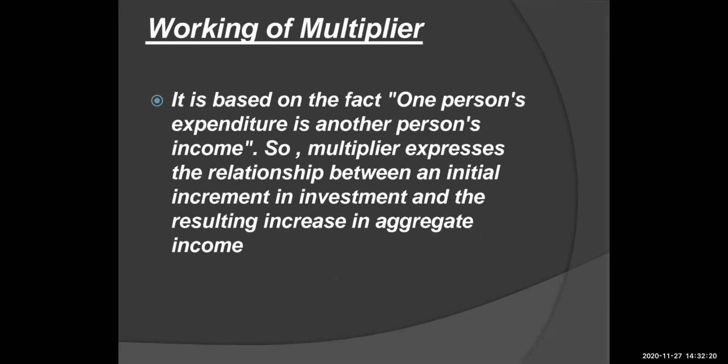So how is the working of multiplier? It is based on the idea that one person's expenditure is another person's income, which means if I'm spending 5 rupees, there is someone who's earning 5 rupees because I'm ready to spend that 5 rupees. So one person's expenditure is another person's income. So multiplier expresses the relationship between an initial increment in investment and the resulting increase in aggregate income.